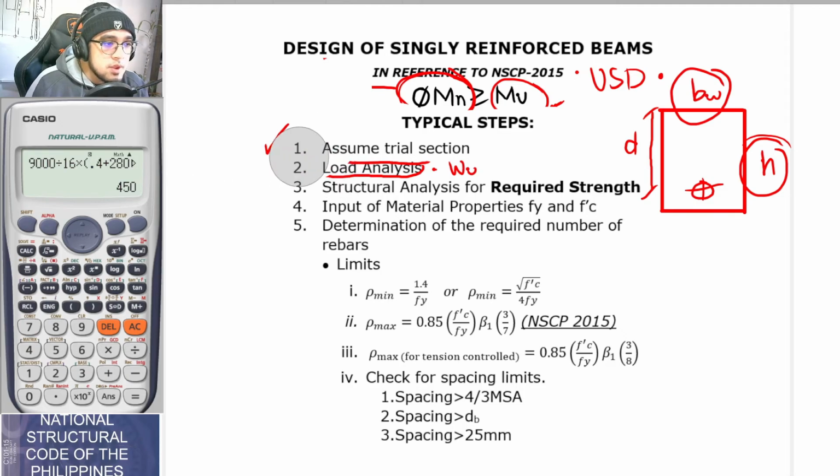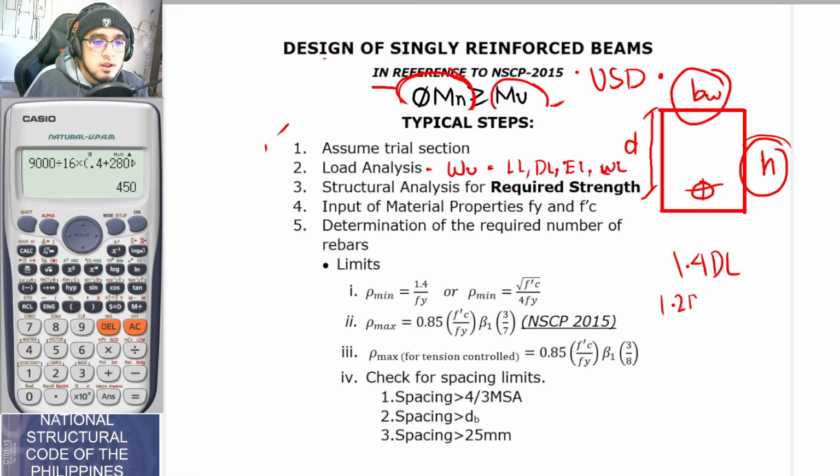Short answer, no. Because in your load analysis, wherein you determine the value of your Wu, or the uniformly distributed load, this is dependent upon your live load, your dead load, your earthquake load, and whatsoever. If you can remember your load factors, such as 1.4 dead load, and let's say 1.2 dead load plus 1.6 live load, and so on. So this is of course your dead load, and your dead load is also dependent upon your trial section.